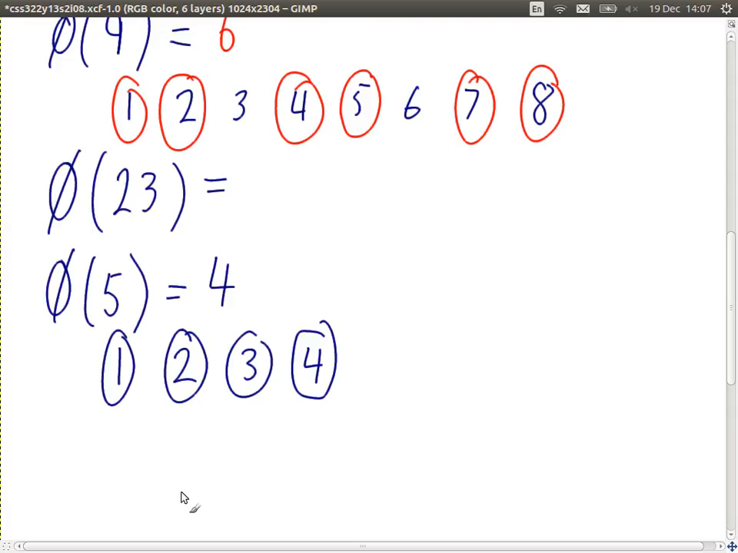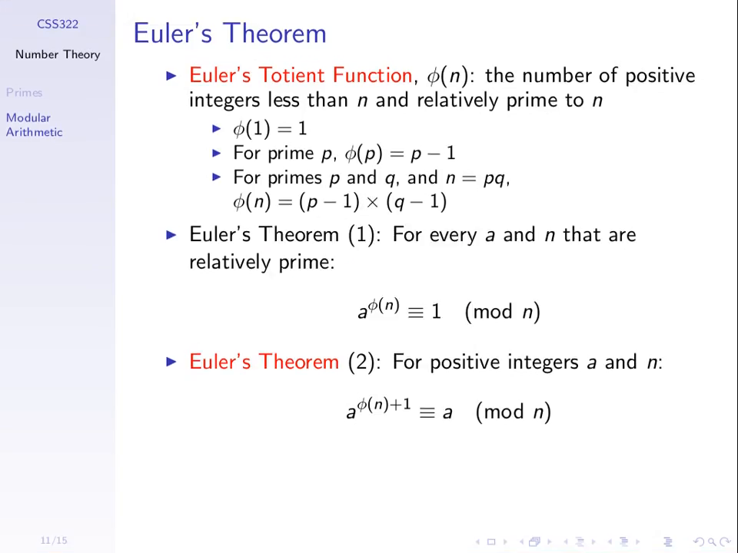So if you can identify 23 as a prime number, you immediately know the totient will be 22. Okay, so there's the first shortcut that's useful. The totient of a prime number is that number minus 1. The totient of 1 is 1. For prime p, the totient of p is p minus 1.